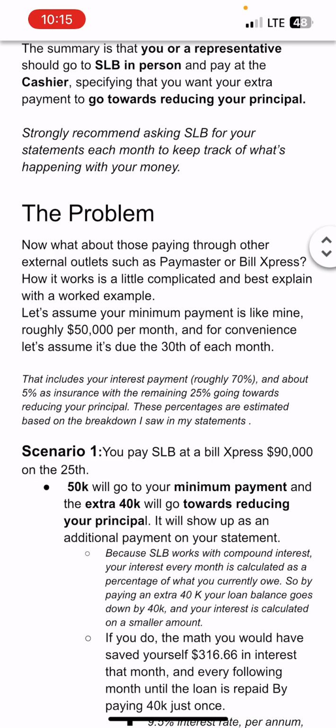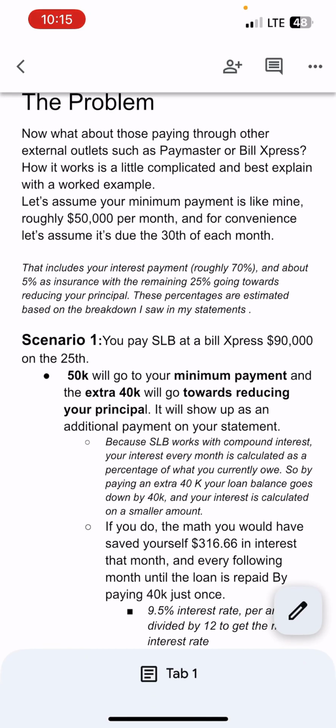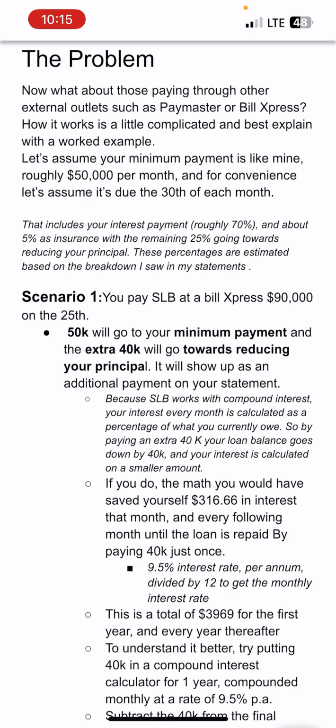To explain exactly how it works for those who want to know, it took a couple times for the rep to explain it to me, and she had to use some examples. Now I finally get it, so I'm going to use some examples too to help you get it. So let's say you're like me and you're paying your extra money at Paymaster. So your minimum payment is like 50k per month, like mine, and all the very ambitious people who decided to go into those very ambitious fields. I'm sorry. This is our reward.